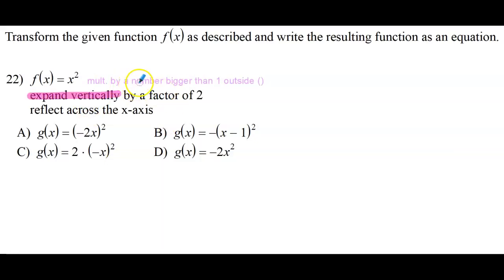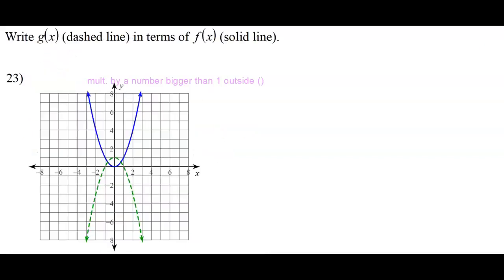So I'm looking for where I'm multiplying by a number bigger than 1 outside the parentheses. Let's see. I see one here, and I see one here. Okay, there's 2 of them. Let's keep looking. We also want to be reflecting across the x-axis. Okay, now when you reflect across the x-axis, that means you're going to have a negative outside the parentheses, and that would be this one here. So we can see once again that the answer is D. Go ahead and take a look at number 24.